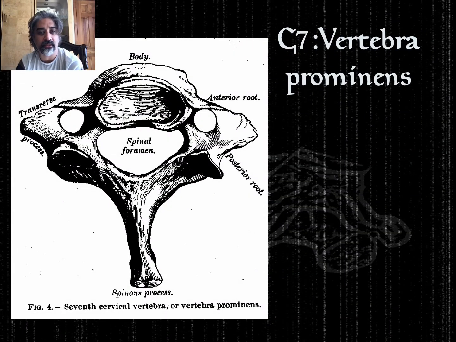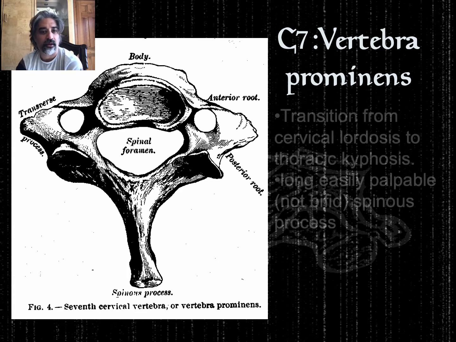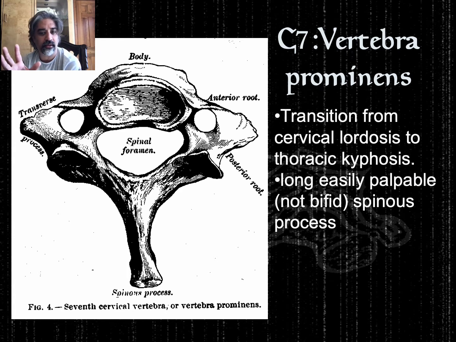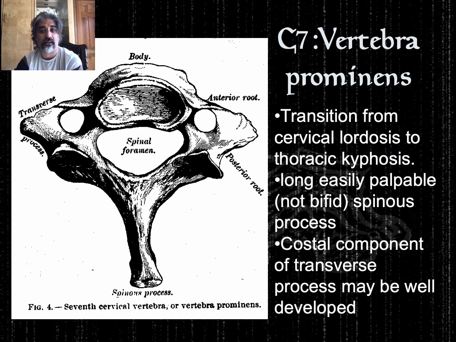So let's talk about C7. It's also known as Vertebra Prominens, beautiful name. And as you can see here, it's not quite the same look as the cervical spine. And if you looked at the thoracic spine, it doesn't look like that either. I think of it as sort of the inflection point, so it looks like both of them. It's the transition from cervical lordosis to thoracic kyphosis, and you can palpate it. And the costal component of the transverse process could be very well developed, and we call that a cervical rib.